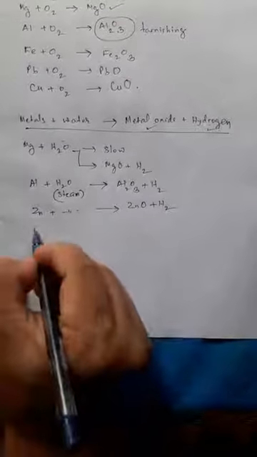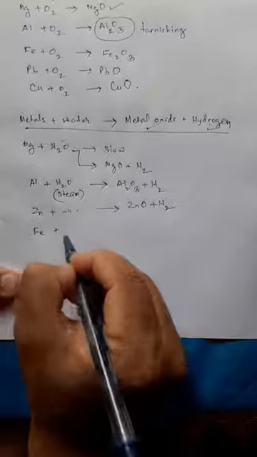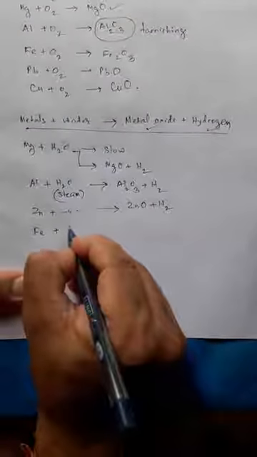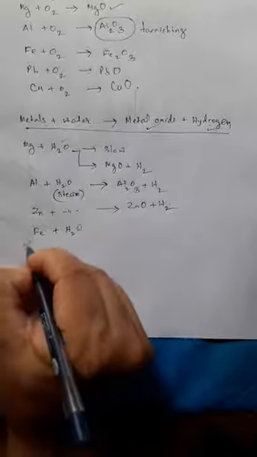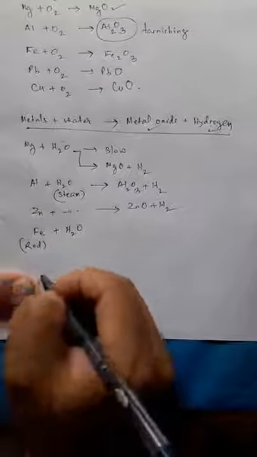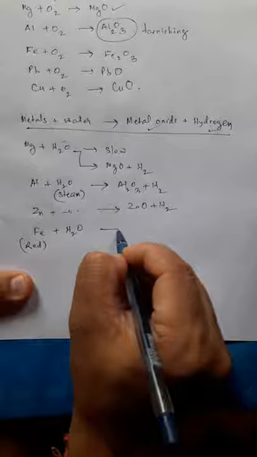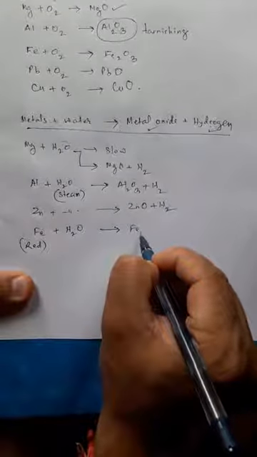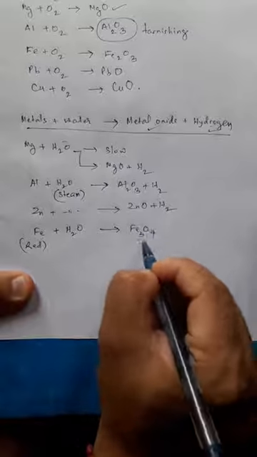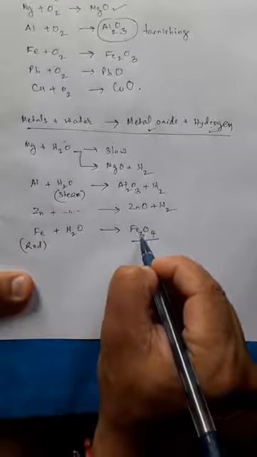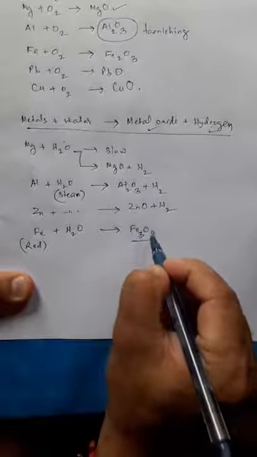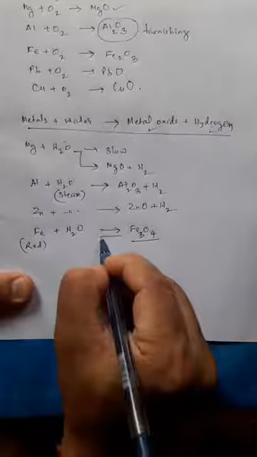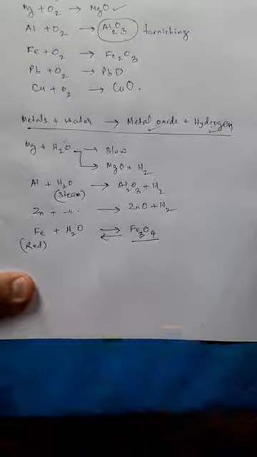Iron is a little bit different. Iron reacts with steam. Red hot iron reacts with steam to give you a slightly different product, Fe3O4. We call this tri-iron tetra oxide, because 3 iron, tri-iron, and 4 oxygen, tetra oxide. And this reaction is a reversible reaction.